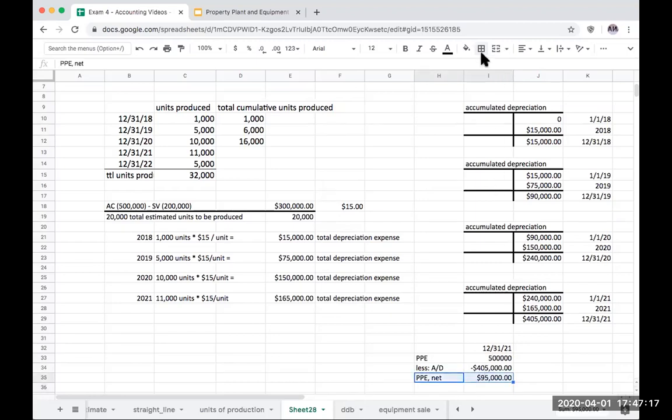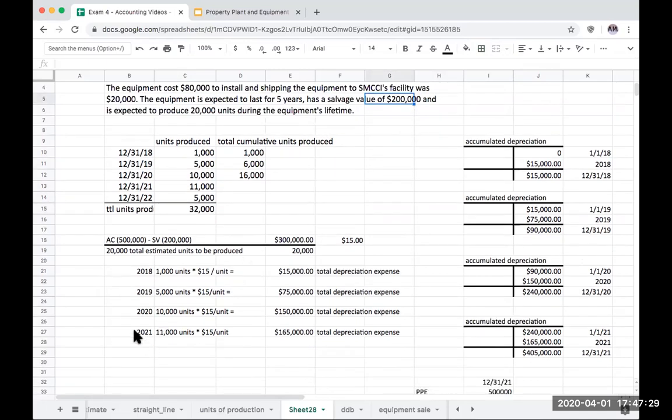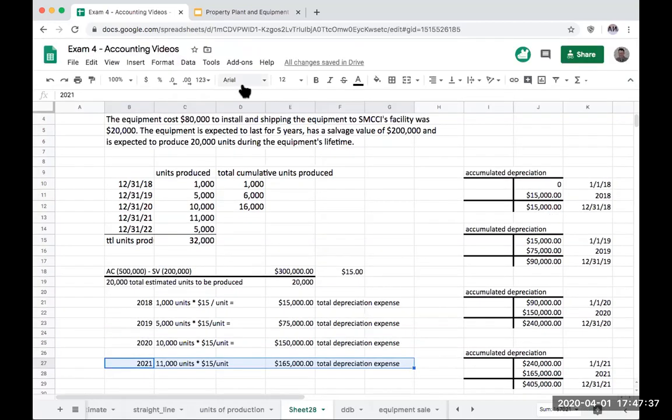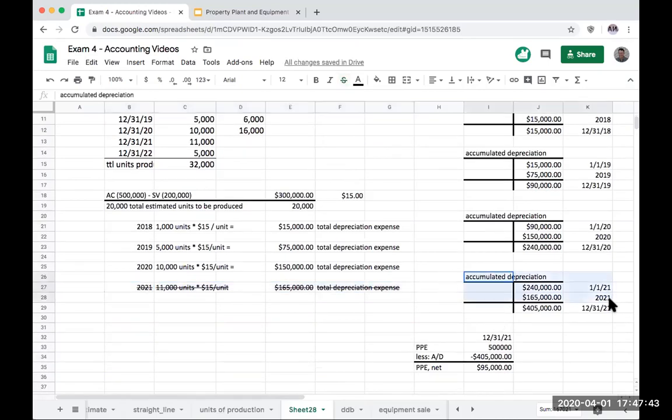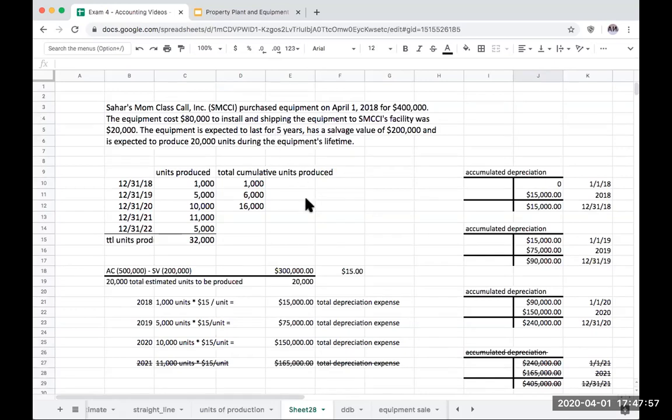My problem is what? I can never depreciate below salvage value. My salvage value here is $200,000. Therefore, I cannot take this amount of depreciation. If I take this amount of depreciation, I'm going to make a huge mistake. I'm going to over depreciate the asset. Remember, I can never depreciate beyond salvage value, right? My salvage value for this question is still at 200,000.